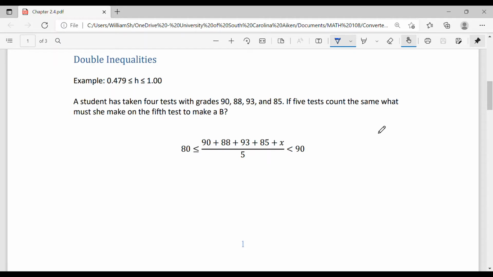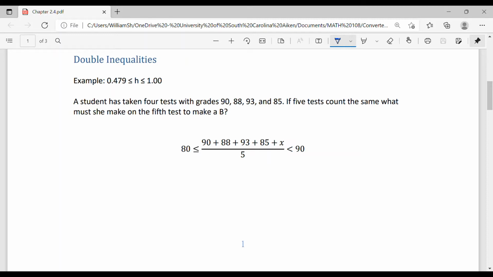Now, we know a B is between an 80 and a 90, but not equal to a 90, because if you get a 90, you technically make an A. But you can be equal to an 80. If you're equal to an 80, you make a B. So we're going to bound her grades here between 80 and 90, where it's equal to 80 but not equal to 90. And we're going to add her grades up, the ones that she's made already, the 90, the 88, the 93, and the 85, plus the additional 5th test that she needs to take, and divide that by 5 and put that between that 80 and that 90.